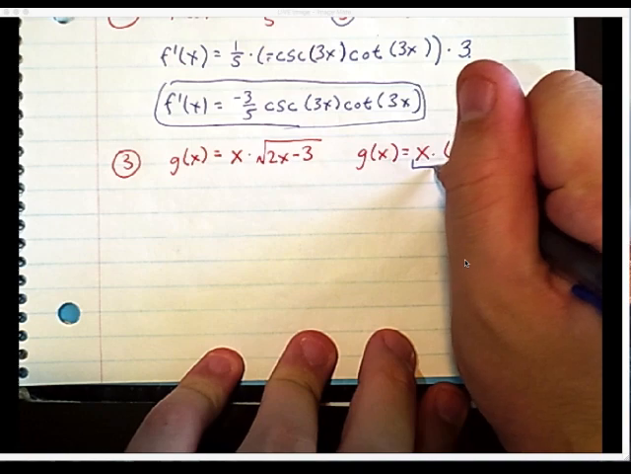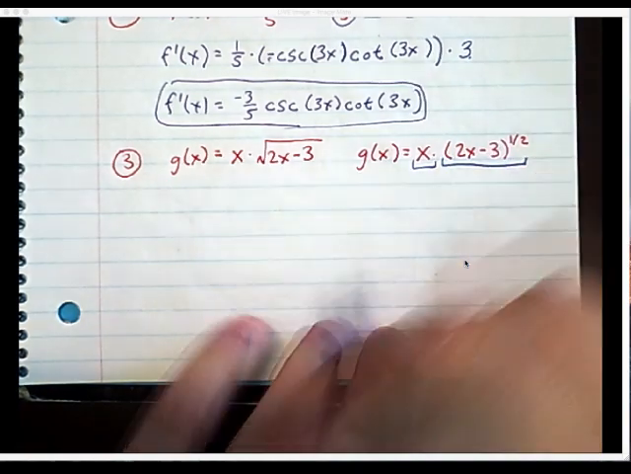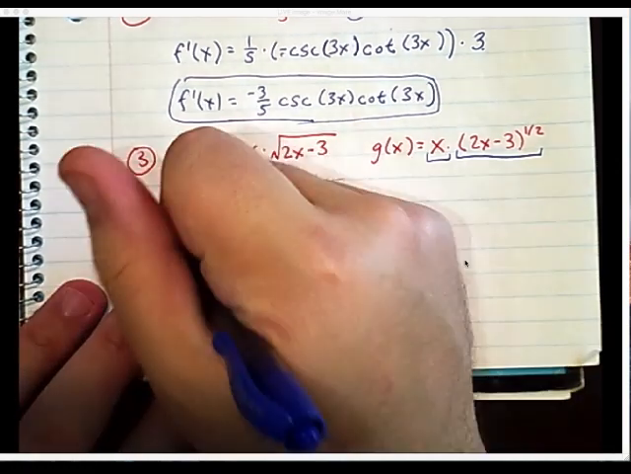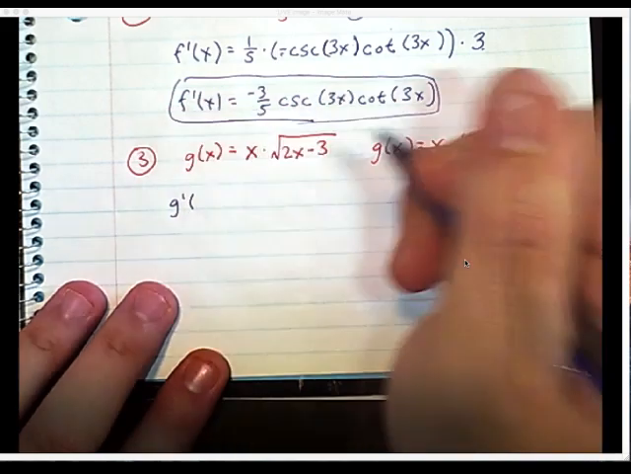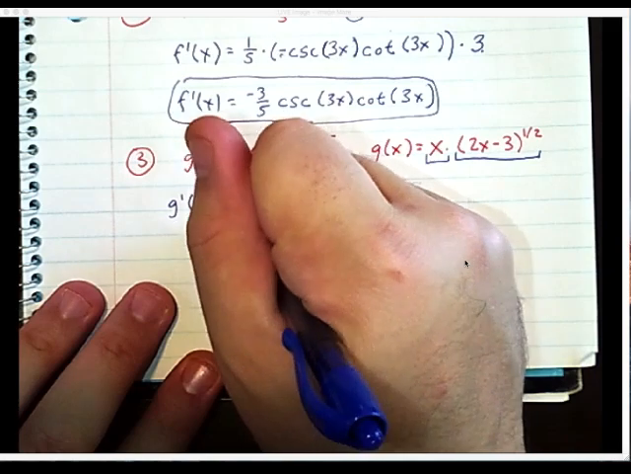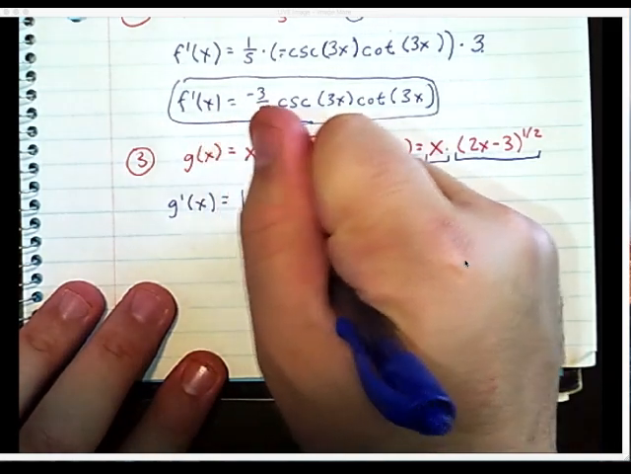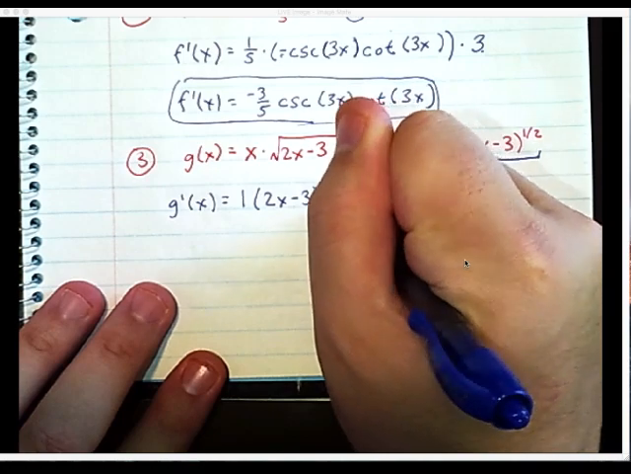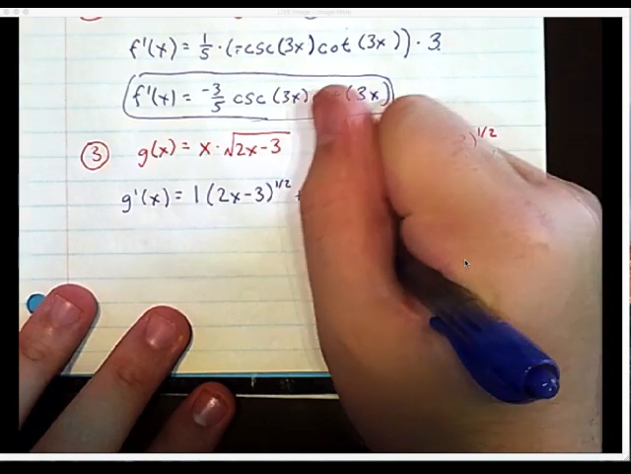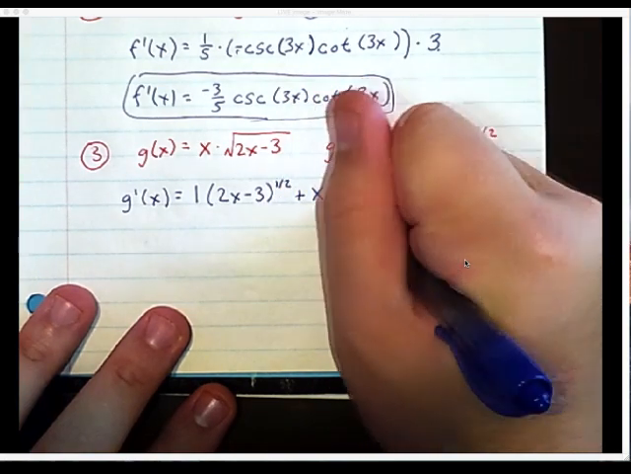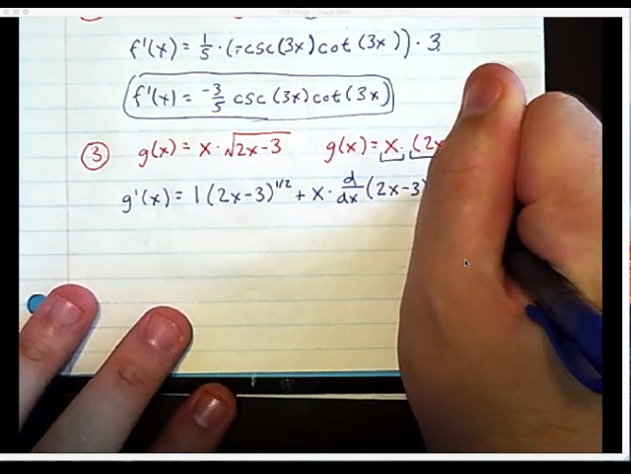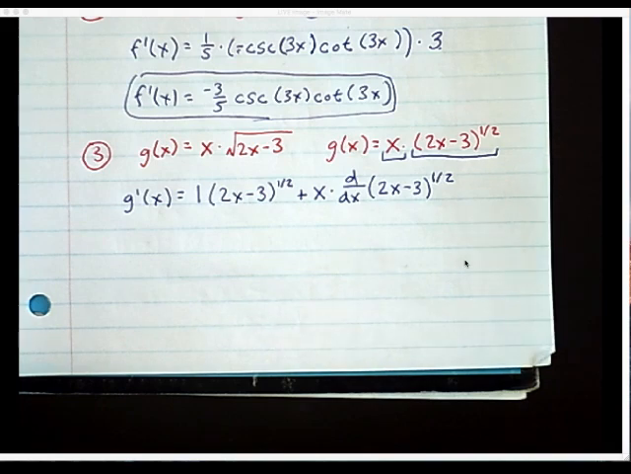So what do you notice here about g of x? This is a product. So if I want to take the derivative of a product, I have to use the product rule. So g prime of x, I take the derivative of the first term, which would just be 1, times the entire second term, always a plus what? The first term times the derivative of the second term. I'm just going to write it with Leibniz notation there.